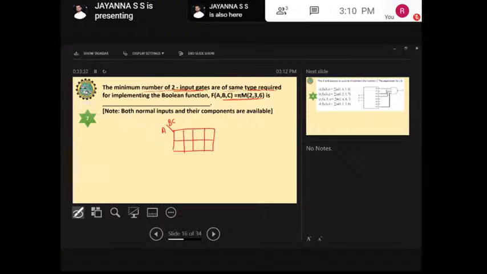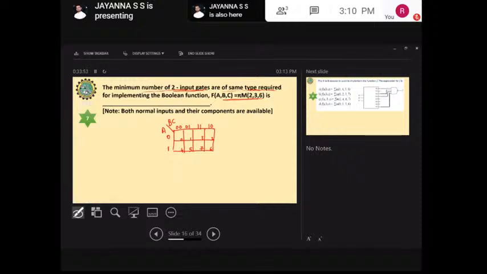We'll call this one as 0. This one has 1, 0, 0, 0, 1, 1, 1, and 1, 0. This one 0, 1, 2, 3, 4, 5, 6, and 7.